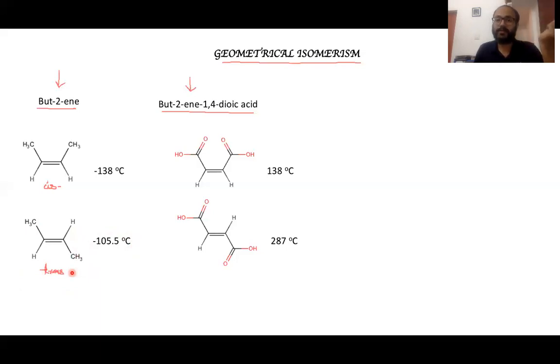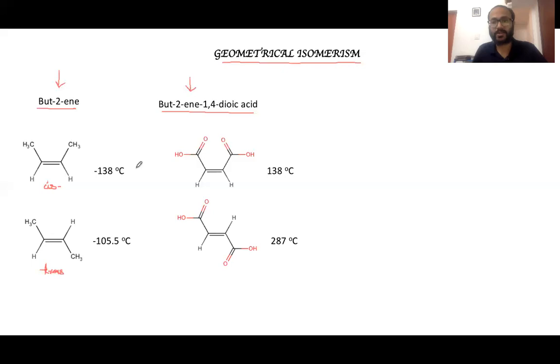So as a result of that, what happens? The melting point will increase. Obviously, when the intermolecular interaction between the molecules becomes significant, then it would enhance the melting point of the molecule. So that is why you see an enhanced melting point for the trans isomer. So this is one way of distinguishing: on the basis of melting point, you can distinguish a cis and a trans isomer. So usually the trans isomer will have a higher melting point than the cis isomer.